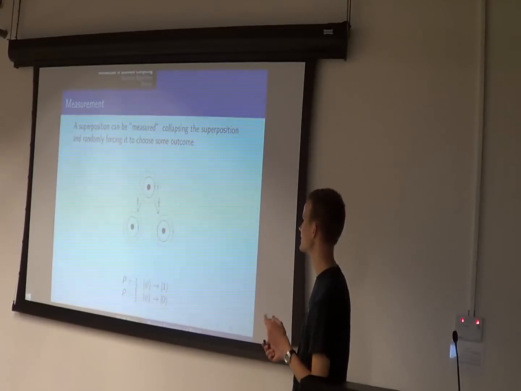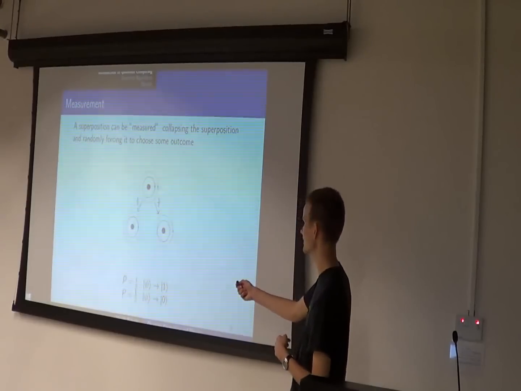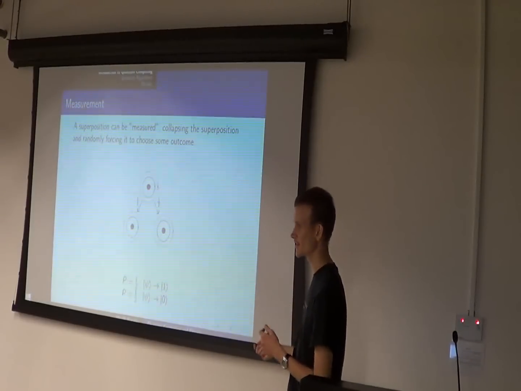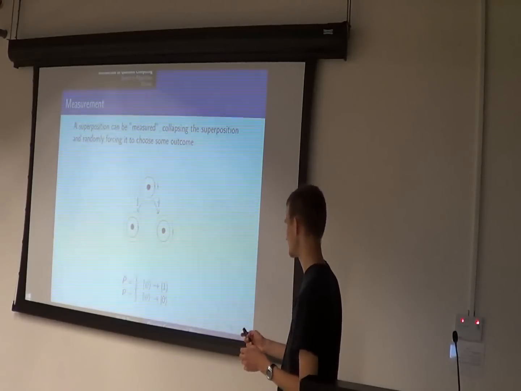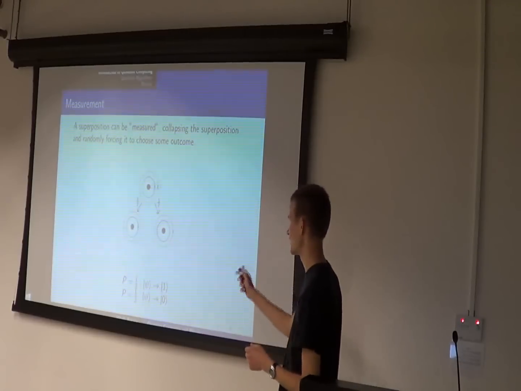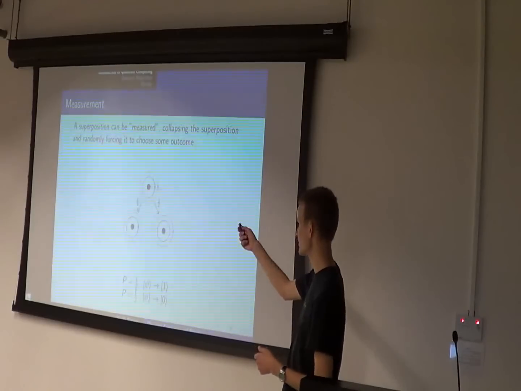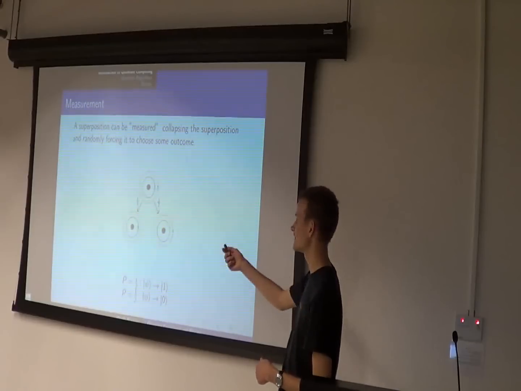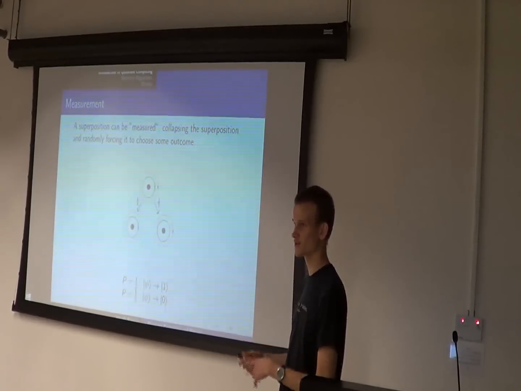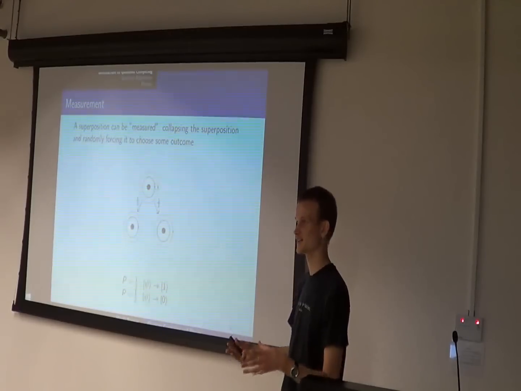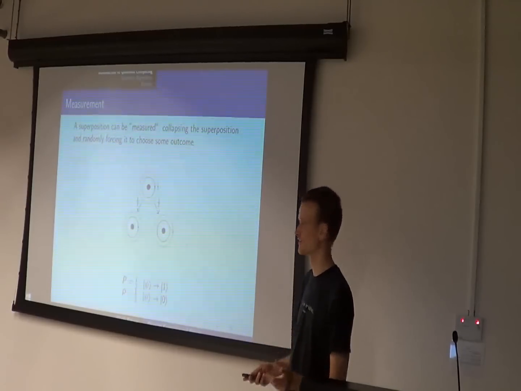Next there's this concept of measurement. You can take a superposition and you can measure it. What measurement means is that the superposition essentially collapses. It either collapses into what you have on the left, or into what you have on the right. At first you have a superposition of left plus right. Half the time it goes to left, half the time it goes to right. When you don't open the box, the cat is dead and alive at the same time. When you do open the box, you see the cat, it's either dead or it's alive.